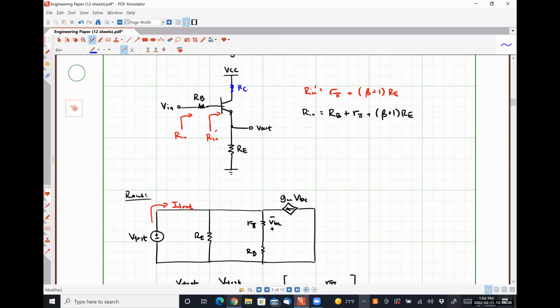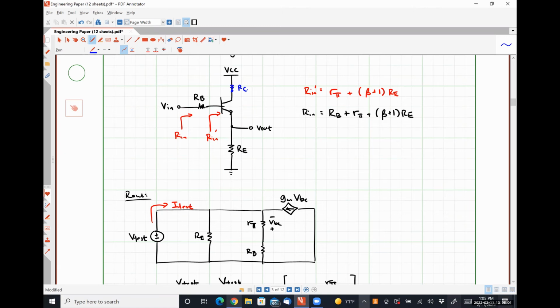Does RC have negative effects? So RC doesn't have any effect on the small signal operation of the circuit. What it has an effect on is the DC operating point of the circuit when we look at our fully biased circuit, okay?